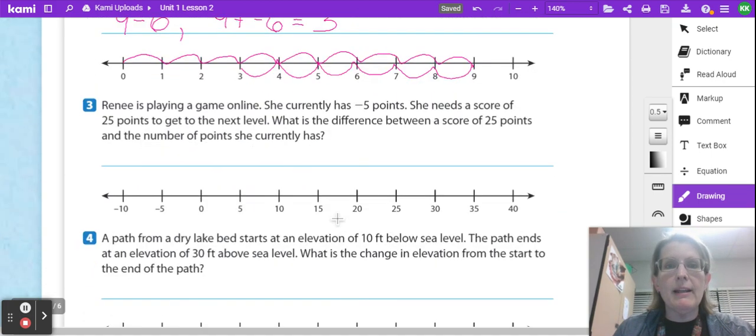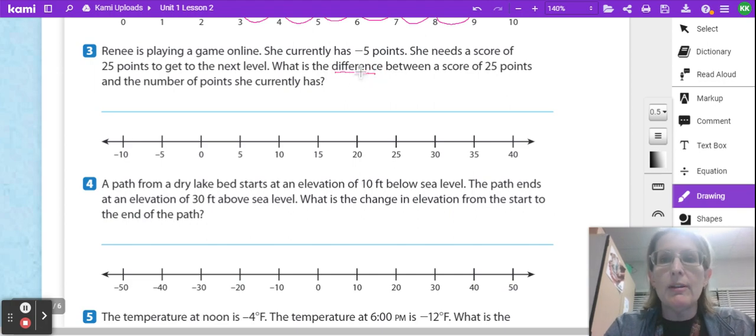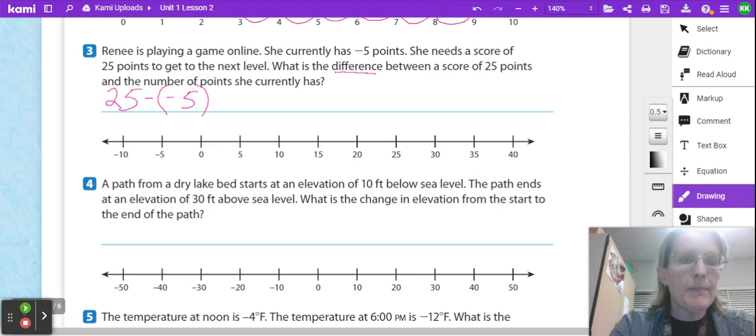Question 3. Renee is playing a game online. She currently has negative 5 points. She needs a score of 25 points to get to the next level. What is the difference between a score of 25 points and the number of points she currently has? So first, what is the subtraction problem that you are going to write for this situation?